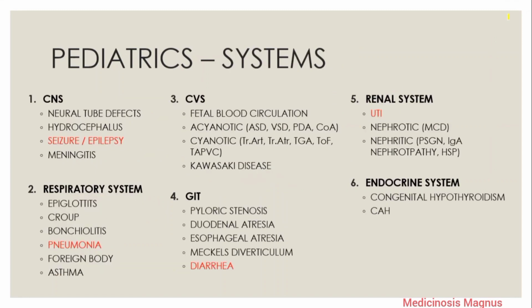In systemic pediatrics, if you see in CNS, out of these topics, mainly to be covered is the seizure and epilepsy. In respiratory system, you have to read about the pneumonia and the management of pneumonia in rural settings. And in cardiovascular system, read about the heart defects mainly and Kawasaki disease, and you should know about the fetal circulation. In GIT, majority of the questions are asked from the diarrhea treatment.